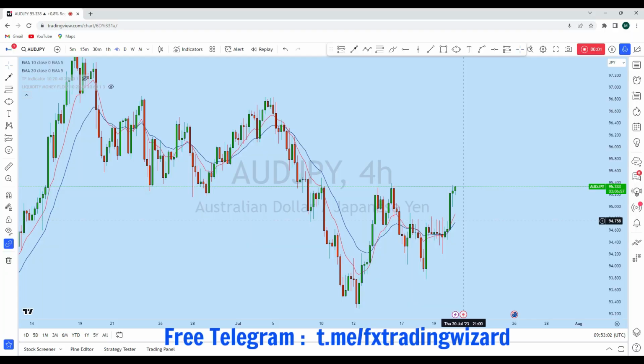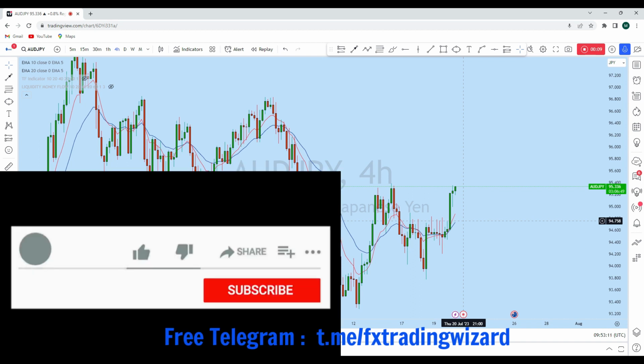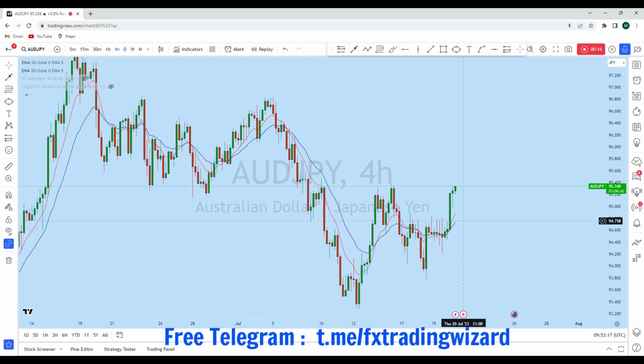Hello trader, I'm going to do a complete multi-time frame analysis on Aussie yen. Let's see what kind of trading opportunity currently we have in this instrument. Now from the lower time frame perspective, we can see that Aussie yen currently showing significant trading opportunity.